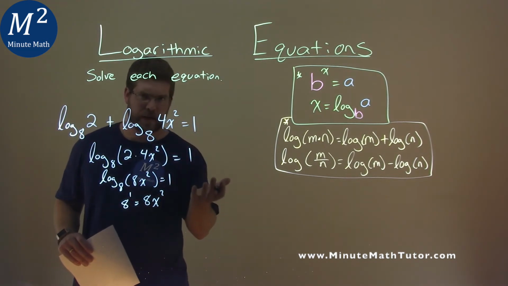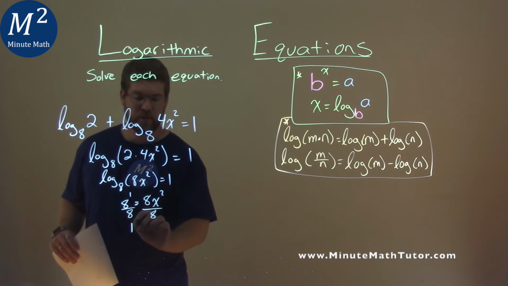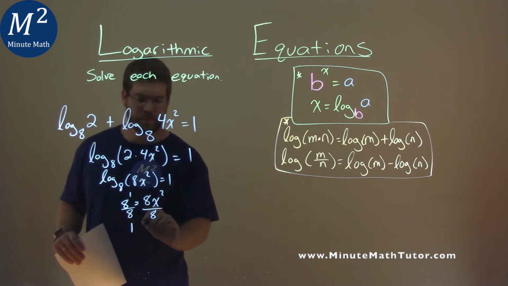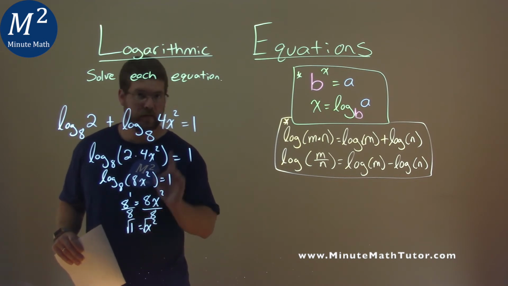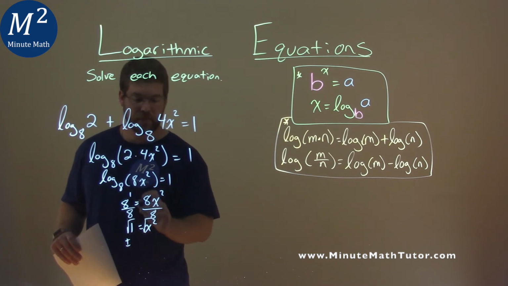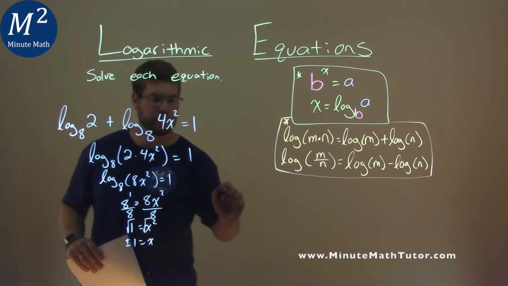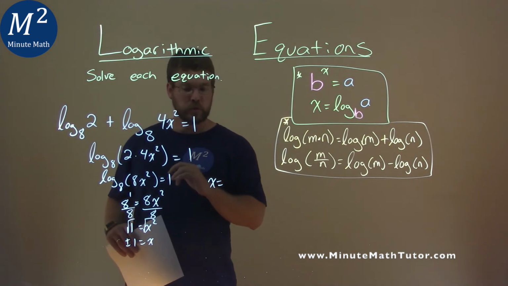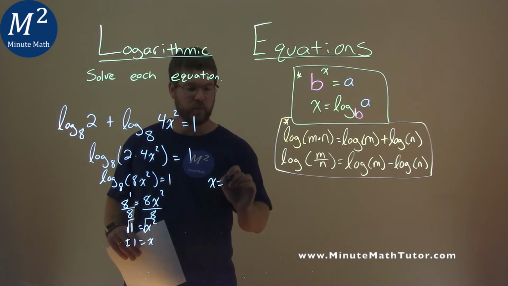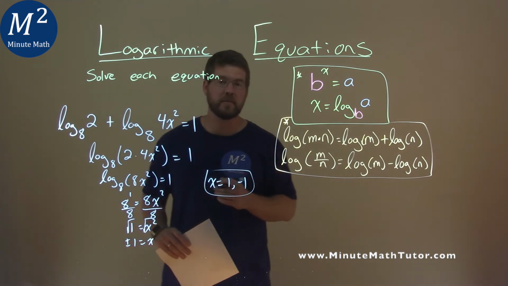Well, 8 to the first power is just 8, and I divide both sides by 8, and I have, well, 1, right? 8 divided by 8 is 1, is equal to x squared. Take the square root of both sides, and when doing that, we have a plus or minus, don't forget that, square root of 1, which is 1. That's equal to x. And so x equals the two values here of positive 1 and negative 1. And that is our final answer.